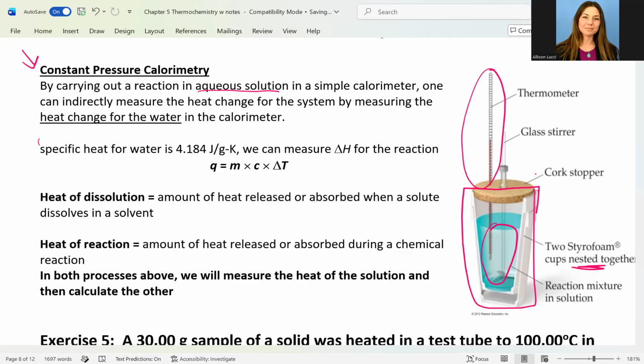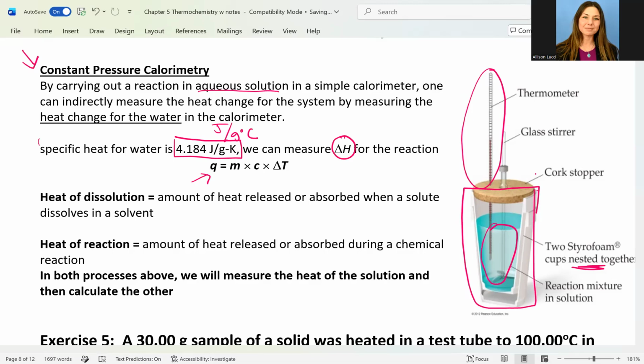So some numeric values that we should note here: we have the specific heat for water, 4.184 joules per gram Kelvin, also joules per gram Celsius. So when we measure delta H for the reaction, the enthalpy change of the reaction, we can utilize this equality here because we're at constant pressure. If you remember, at constant pressure, we said that Q is equal to delta H.